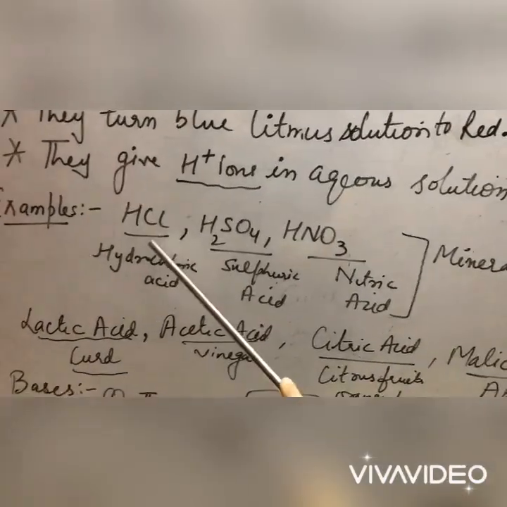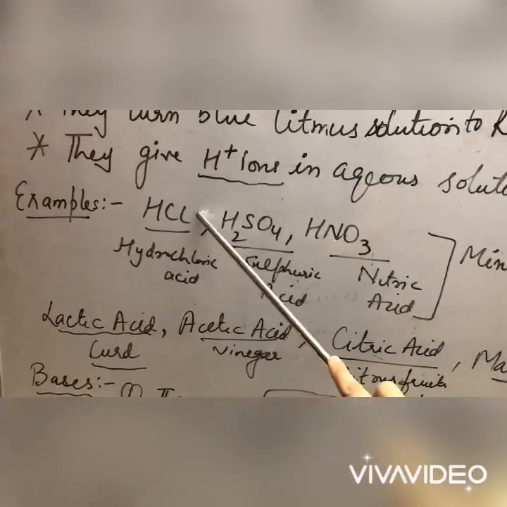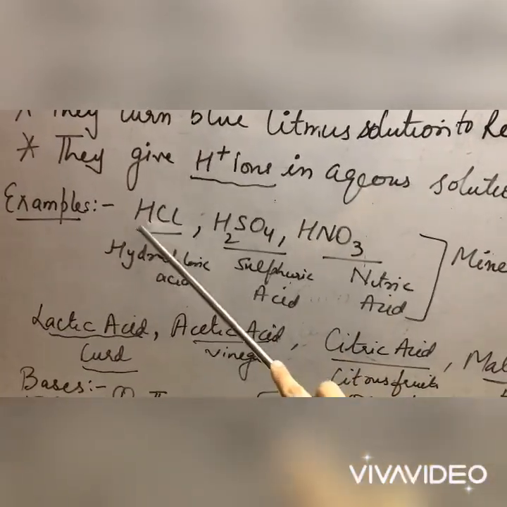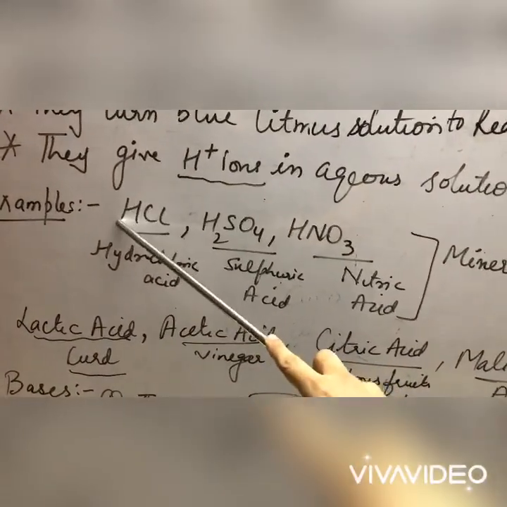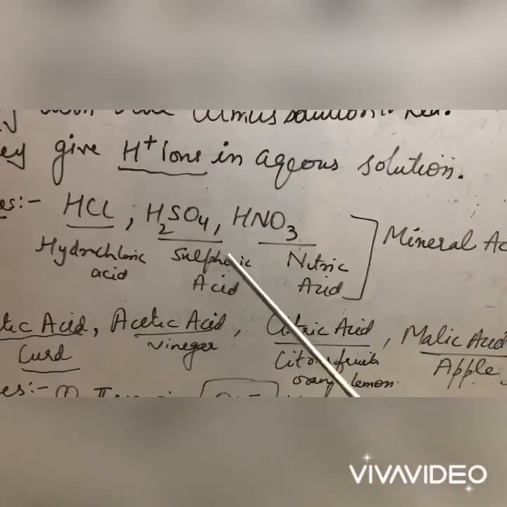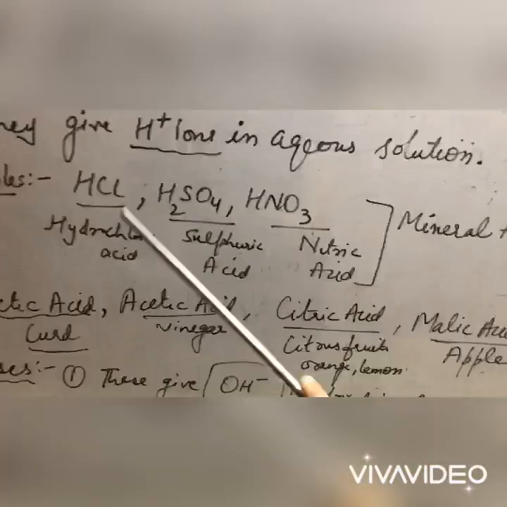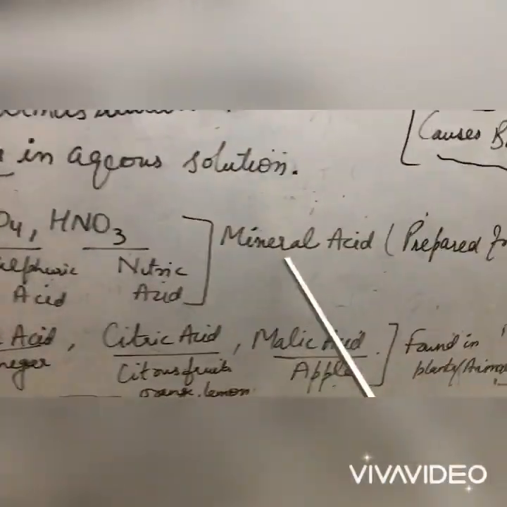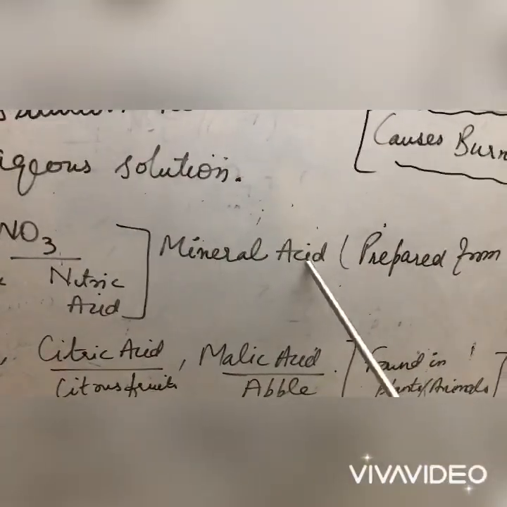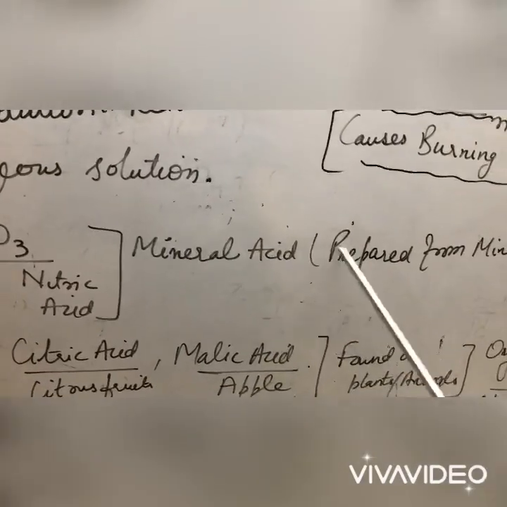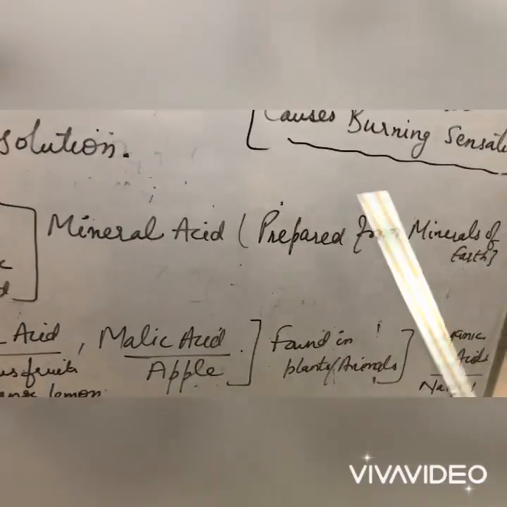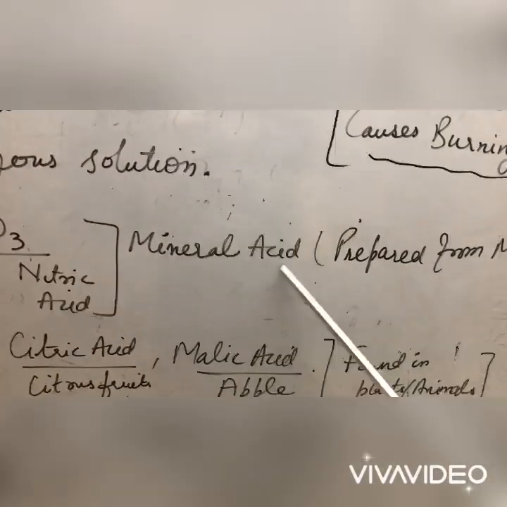Okay, like the HCl, whenever it is dissolved in water, it is going to split and it will give you H positive ions. Sulfuric acid and nitric acid, these are the examples of acid. But what type of acids are these? These are the mineral acids. They are the human made acids. They are prepared from the minerals of the earth. So these acids are known as mineral acids.